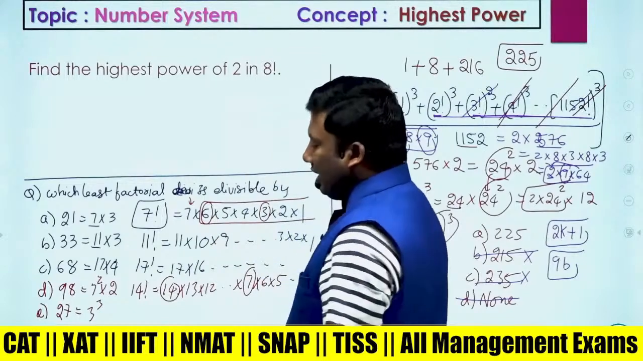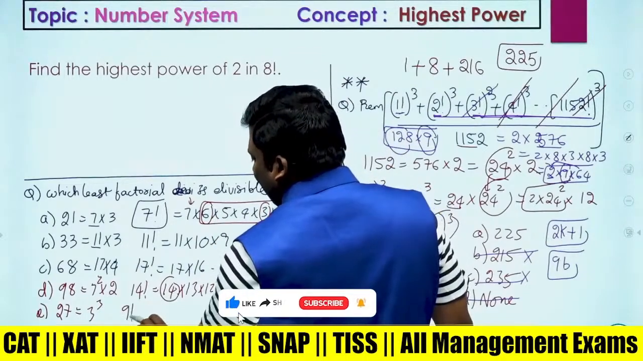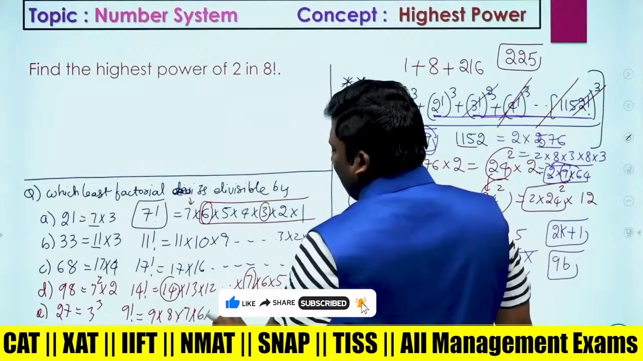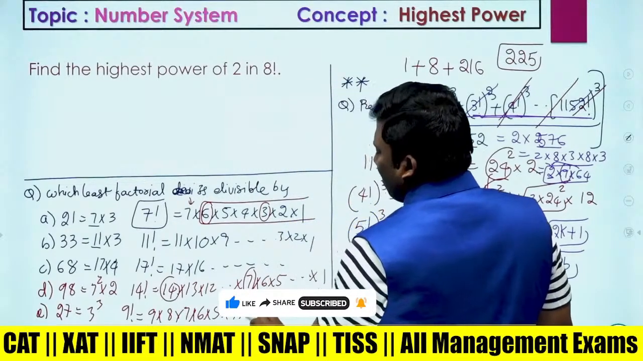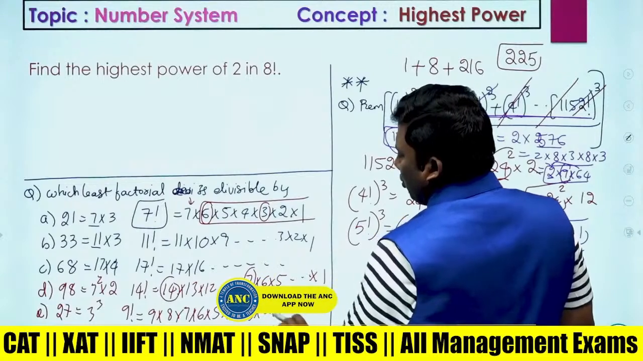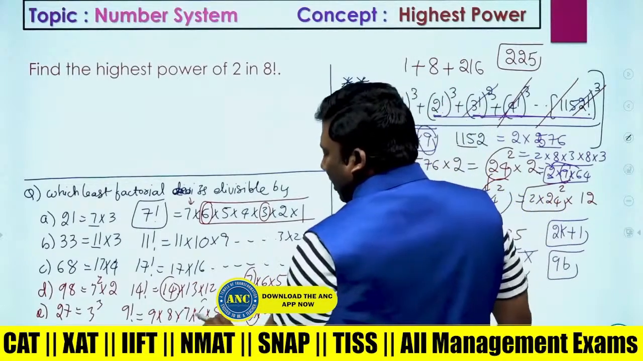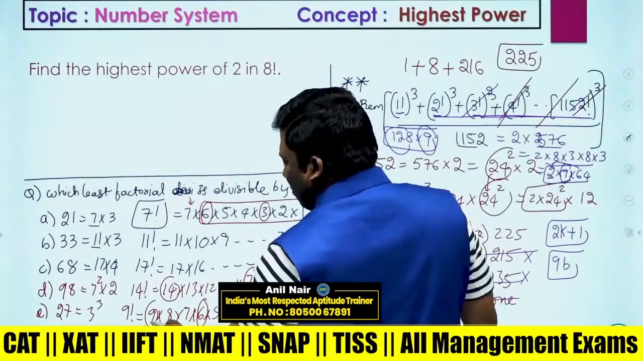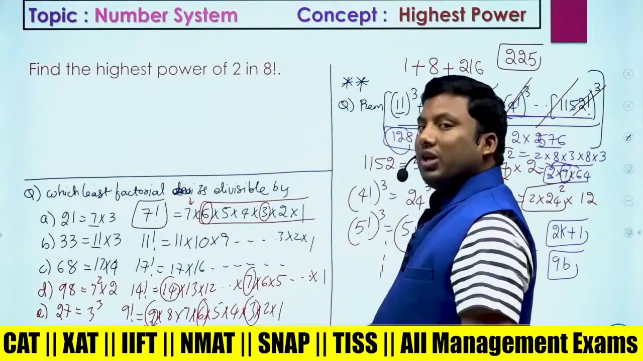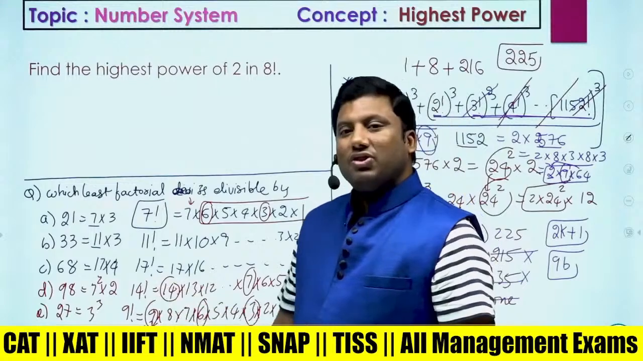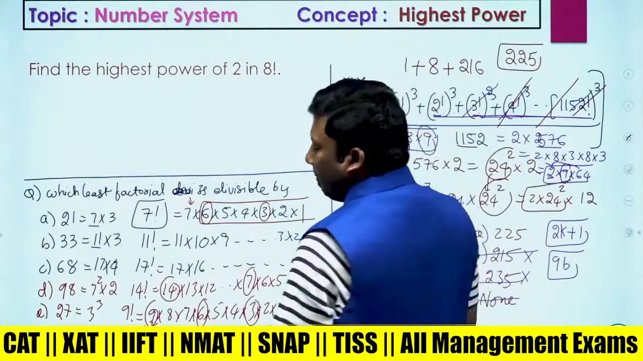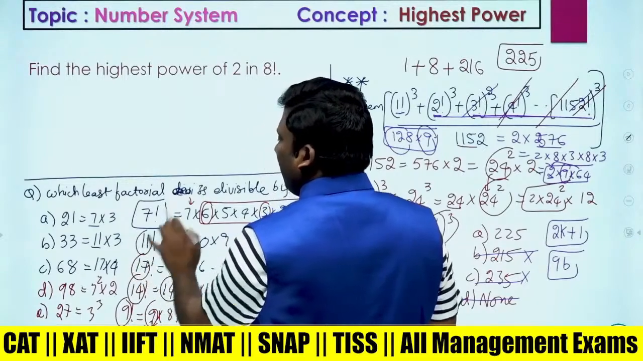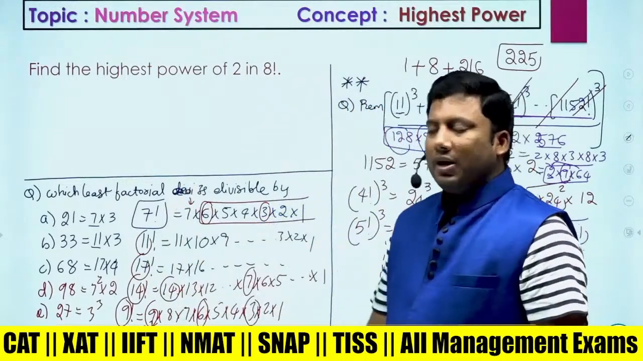1 plus 1 it is 2. Suppose I take 9 factorial: 9 into 8 into 7 into 6 into 5 into 4 into 3 into 2 into 1. 3 power 1 is 3, and 3 into 2 is 3 power 1 again; here it is 3 square. In fact, it is divisible by 3 power 4. Any number divisible by 3 power 4 is also divisible by 3 cube. So the answer for this question is 9 factorial. I hope it is clear.